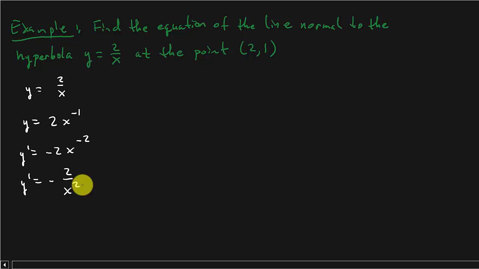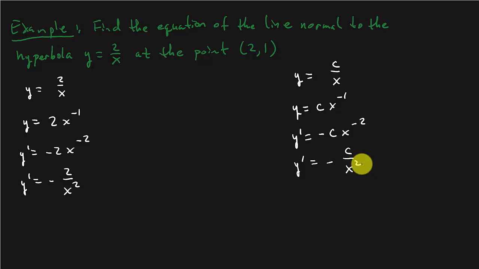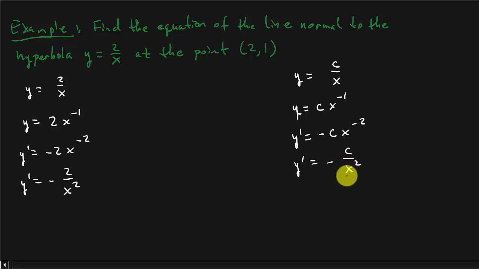So what I've done is when I see a number over x, I just know it's negative that number over x squared. If you have y equals c over x, some constant over x, you get y equals c times x to the negative 1. So y prime is negative c x to the negative 2, so y prime is negative c over x squared. I've just memorized it. If you have a constant over x to the first power, just memorize it's negative that constant over x squared.